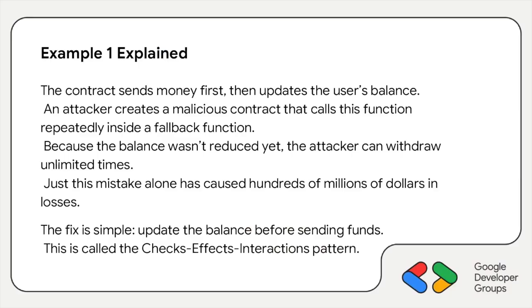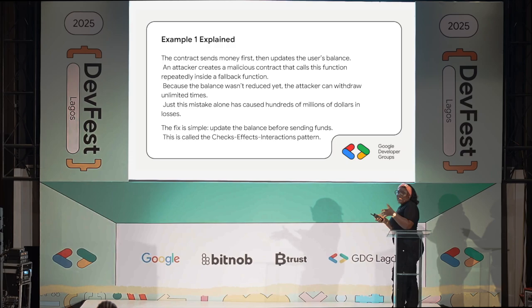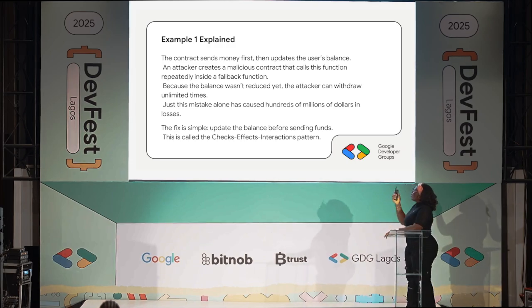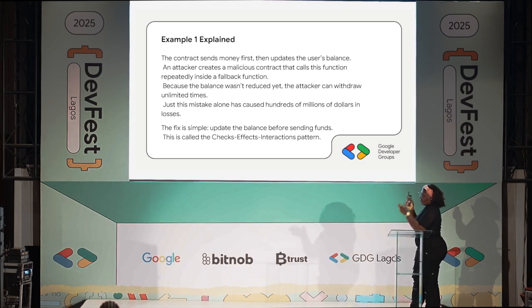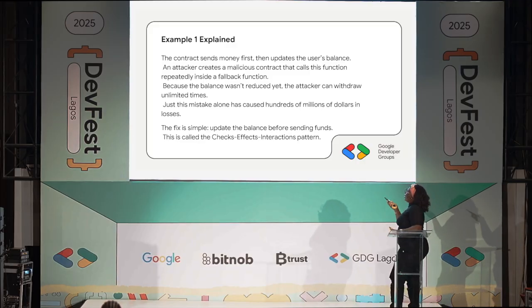So that's that. This is the explanation again. The contract sends money first, then updates the user balance. An attacker creates a malicious contract that calls the function repeatedly inside a fallback function, right? And because the balance was not reduced yet, the attacker can withdraw unlimited times. Just this mistake alone has cost hundreds of millions of dollars in losses. This is not a thought. It is a fact of things that have happened before. So the simple fix is the code we've seen: update your balance before sending funds. So this particular vulnerability is called reentrancy.